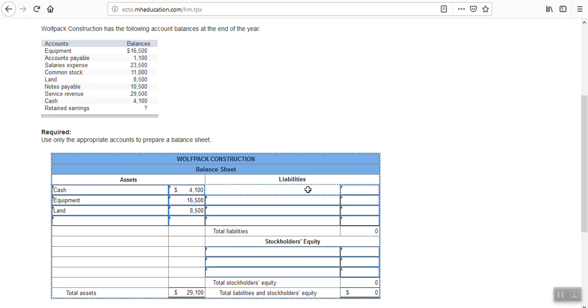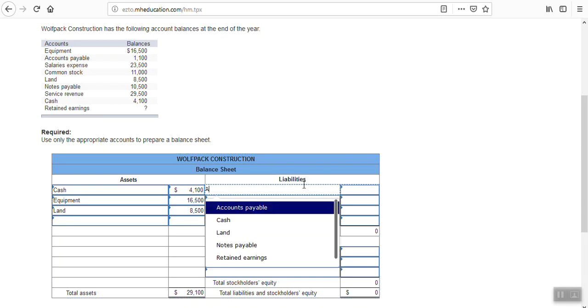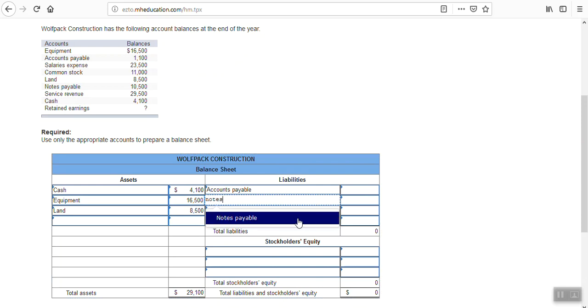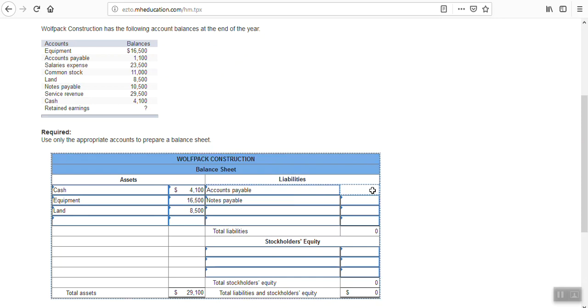So our liabilities, we had two payables. We had accounts payable and notes payable. And sometimes there'll be a little thing that's a drop down. I don't know why this one's different, but that's okay. You can just type them in. So accounts payable was 1,100. Notes payable was 10,500.